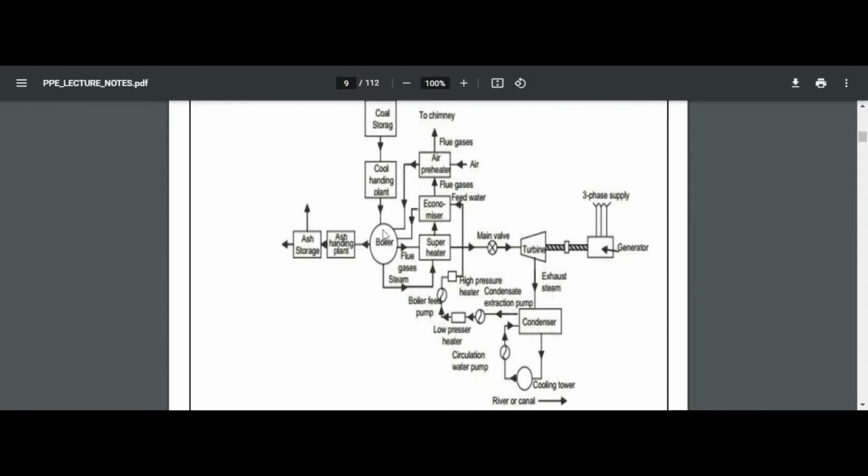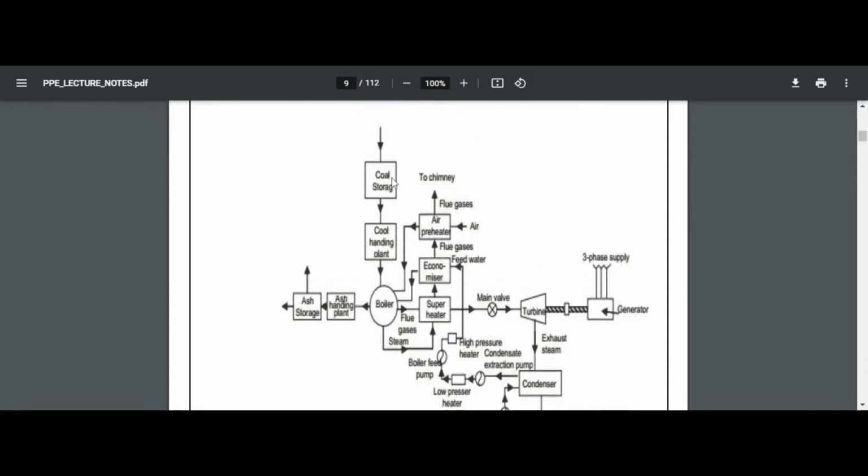Now, first of all, for heating water, we need fuel. The fuel used in thermal power plant is coal. Coal is stored in the coal storage room, and it is transferred by belt conveyors or manually to the boiler. Now, the coal burns in the furnace, and the water in the boiler is converted into steam. This steam is sent to superheater, and superheater again heats the steam, and this steam is passed to the turbine.